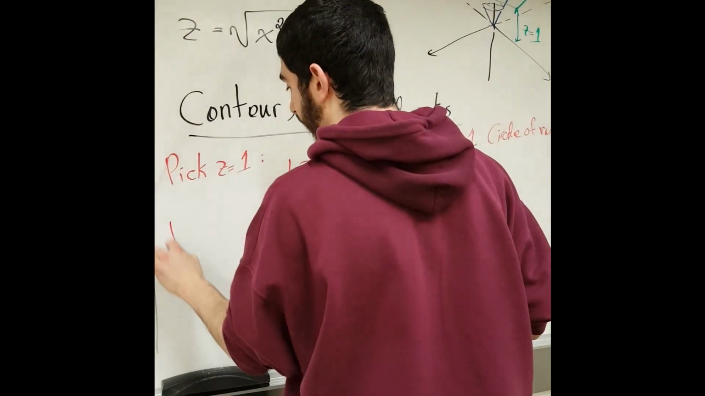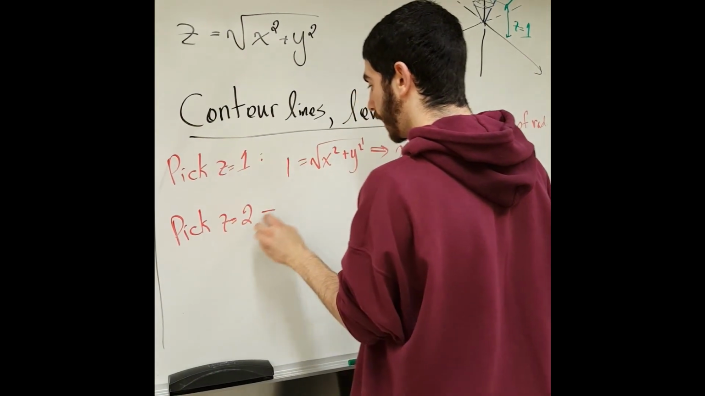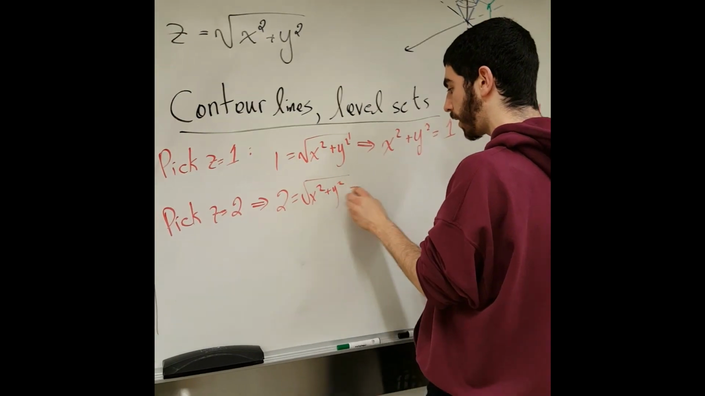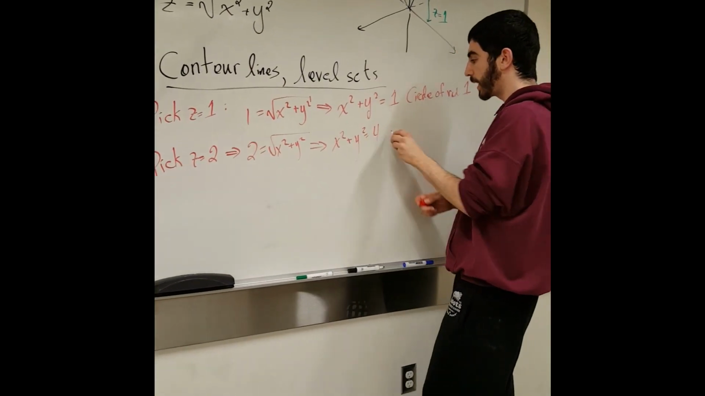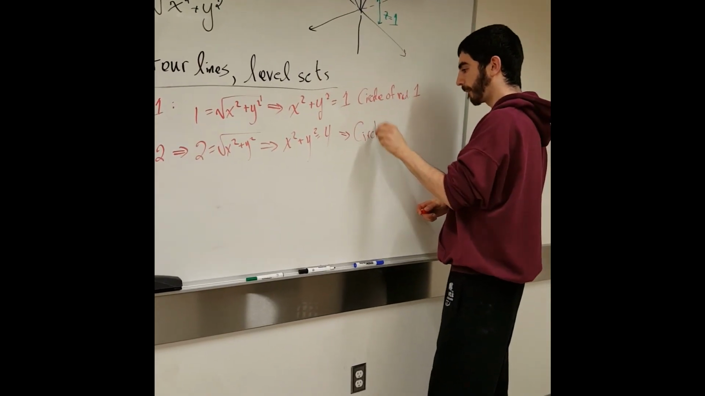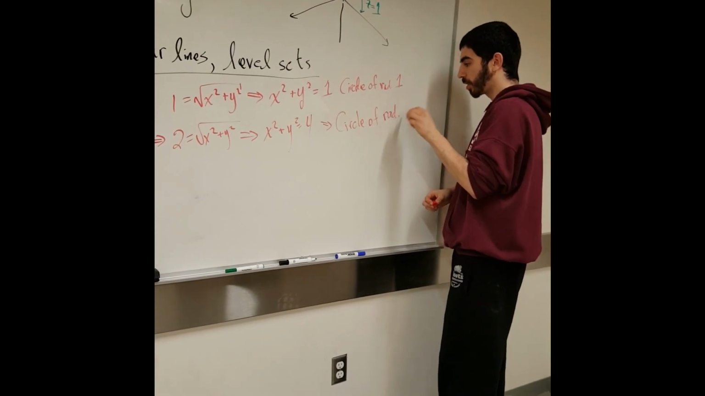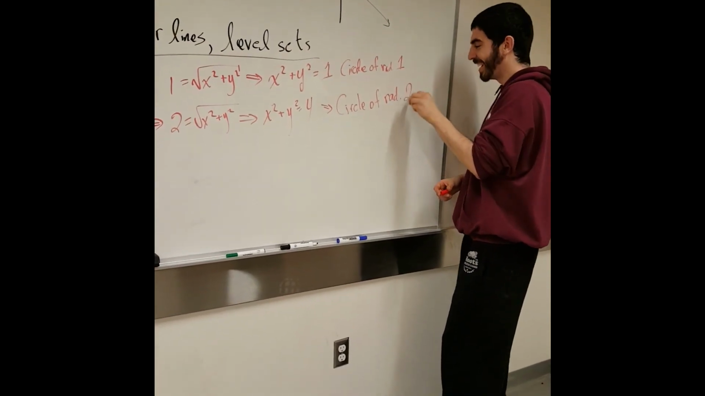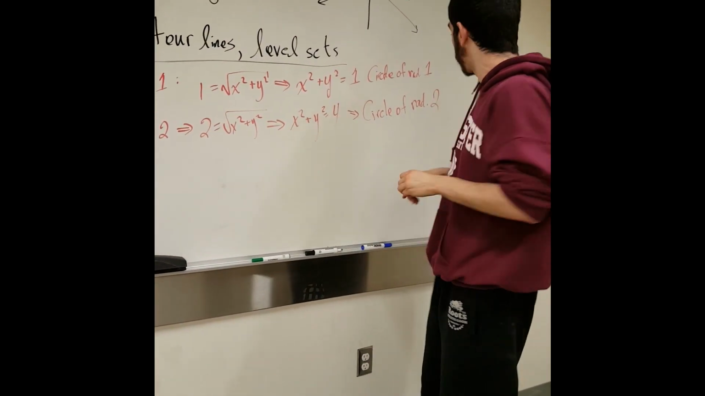So this is the activity. You're going to do this for every function you come across. So we pick z equals 2. And what do we get? 2 is equal to the square root of x squared plus y squared, or x squared plus y squared is equal to 4. And what is this? Circle of radius what? Not 4, 2. This is a circle of radius 2, right? x squared plus y squared is equal to r squared, the circle of radius 2.